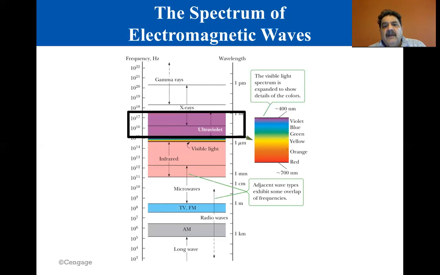There are even divisions of ultraviolet. There's UVA, UVB, and UVC. You'll see those designations on some sunglasses as to which radiation they absorb.